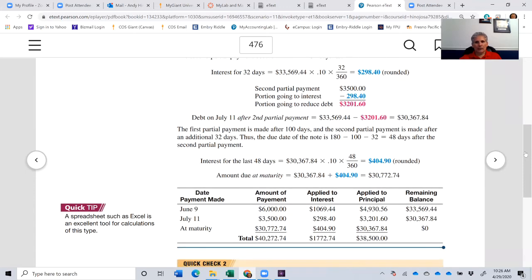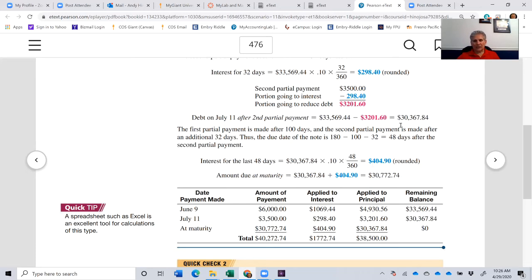Now, so far, what have we used up? The first partial payment was made at 100 days. The second partial payment was made at 32 days. That's 132 days. So we're going to take the 180 for the total loan and subtract 100 and then 32. And that's going to leave us 48 days remaining from July 11th to the end of this loan. And from there now we can compute what the final interest is going to be to finish this off.